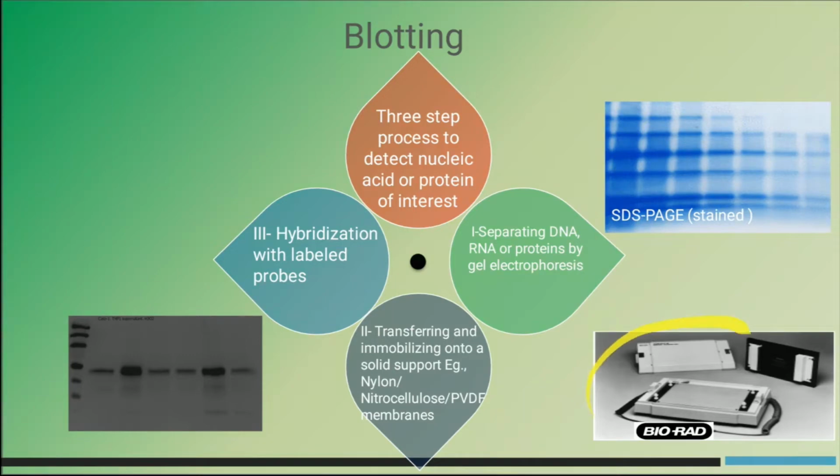This is one method of transferring proteins onto membranes. This is a semi-dry transfer machine, and during this process your sample is immobilized on the membrane. Then we can add probes or antibodies. So this membrane captures the protein, and with the help of antibodies the protein of interest is detected here.